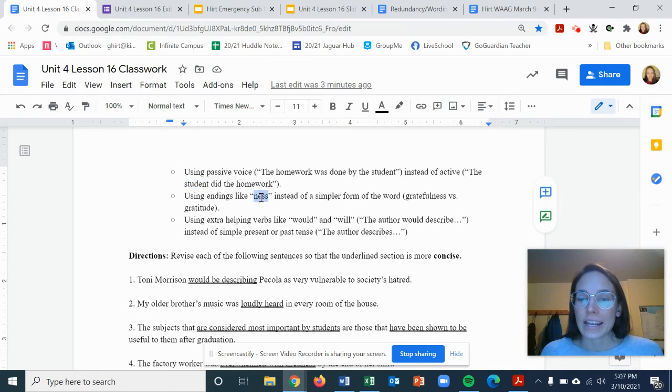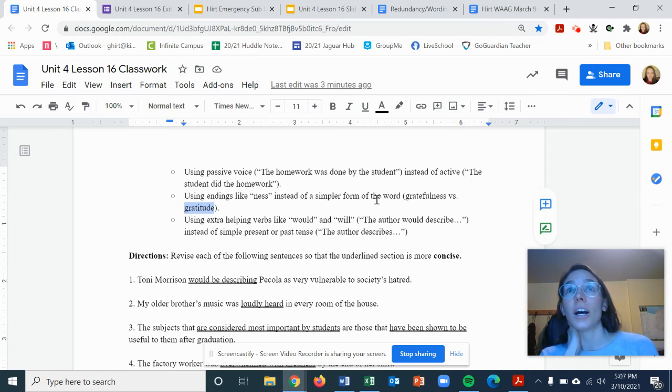Another type is using endings like "ness" when there's a simpler form of the word you could use. Gratefulness is a wordier version of gratitude. Gratitude is the more concise version. Another is extra verbs like would and will, right? So the author would describe, or she would say, or he is describing or will describe, instead of just using active voice: the author describes. We want to use just simple active verbs as much as possible in our writing.